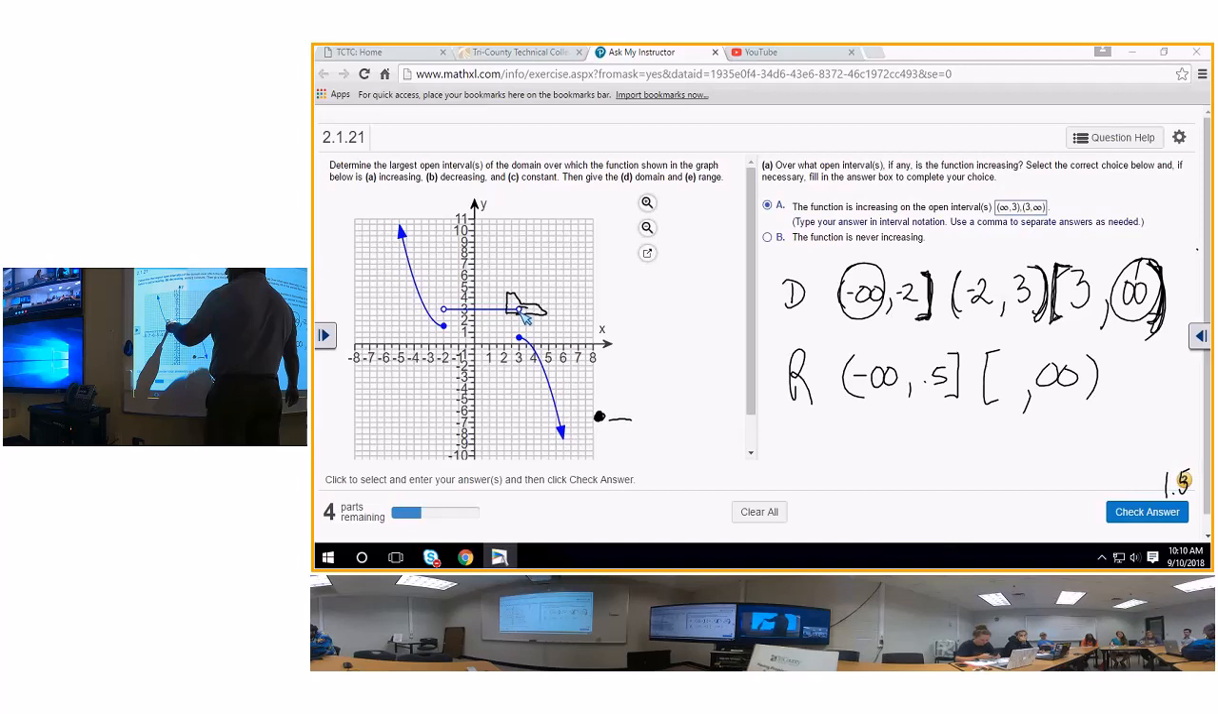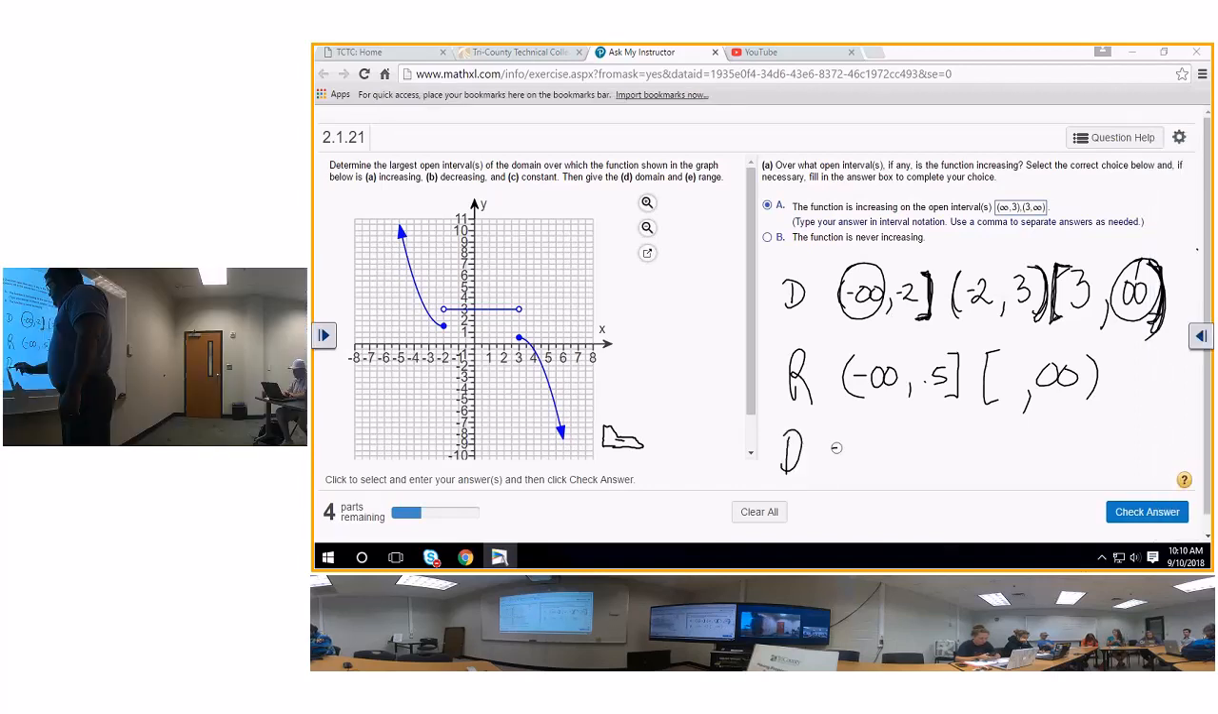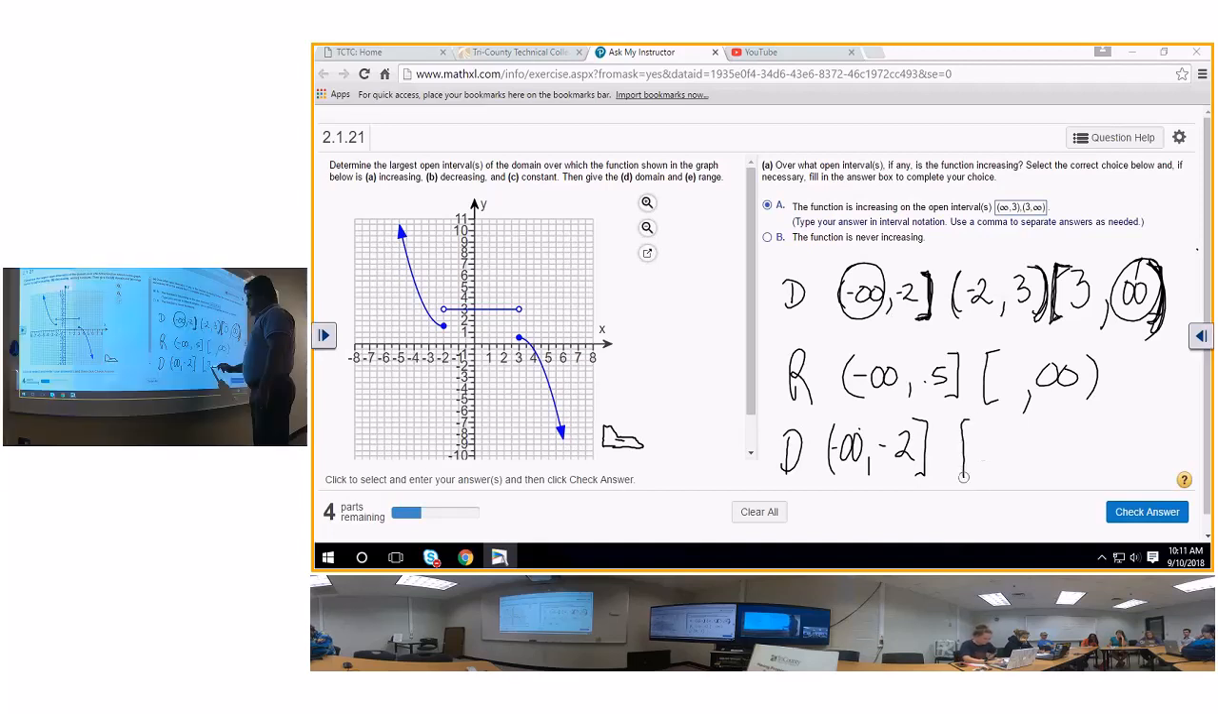Then it drops down, and now you're going from what? 3 to infinity, and you're going decreasing. So it's decreasing both. You don't have an increasing function on this one. So your decreasing would be from negative infinity to what? Negative 2, and it gets a bracket. And then from 3 to what? To infinity.